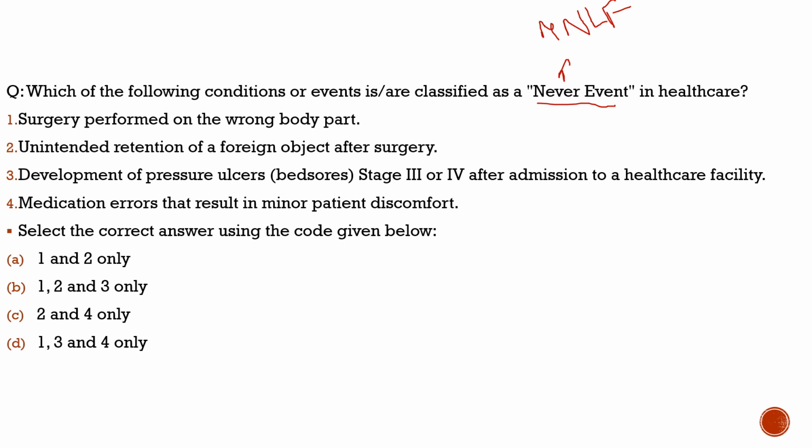But the problem with the medical negligence and legal framework is that it does not divide; it includes both negligence and complication. The article says that there should be a proper divide between negligence and complications. This never event is mostly associated with negligence from the doctor's side or the staff side. For example, wrong side surgery is negligence, it is not a complication. And development of pressure ulcers is a complication. So there is a proper difference between negligence and complications.